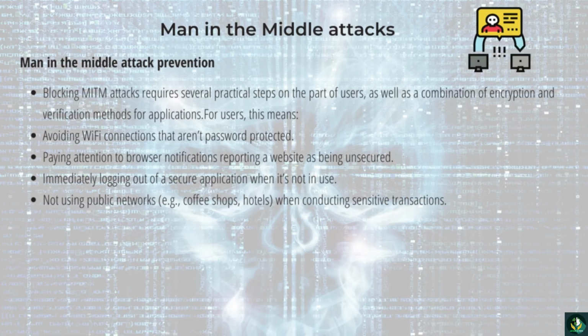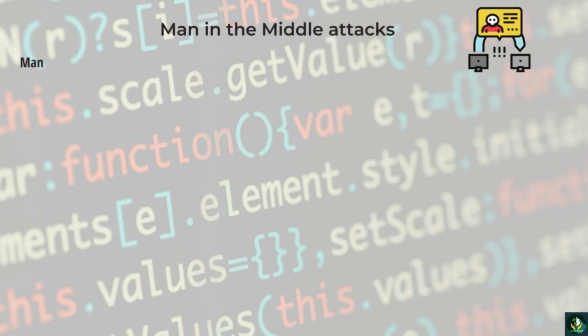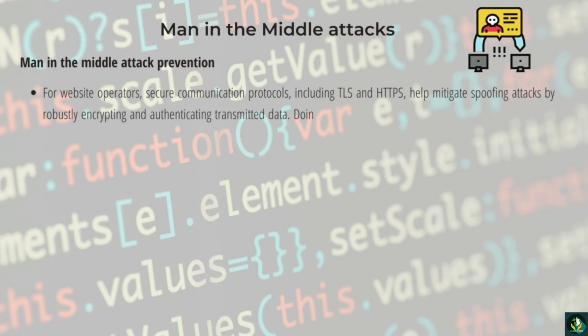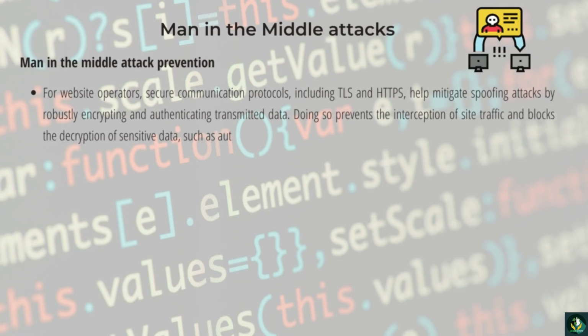when conducting sensitive transactions. For website operators, secure communication protocols, including TLS and HTTPS, help mitigate spoofing attacks by robustly encrypting and authenticating transmitted data. Doing so prevents the interception of site traffic and blocks the decryption of sensitive data, such as authentication tokens.